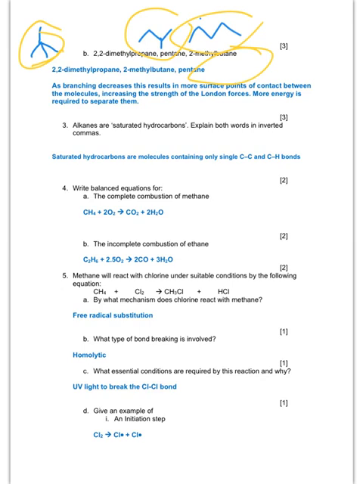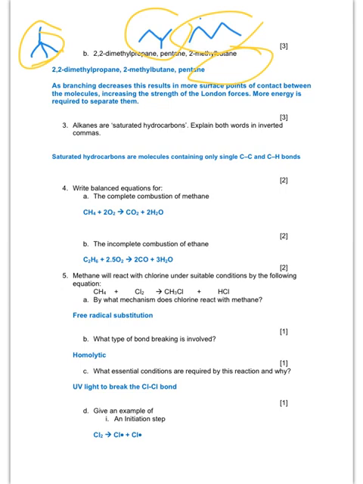And now this little question here, number 3, does catch quite a lot of people out. Alkanes are saturated hydrocarbons. Explain what that means. Well, you need to explain both the term saturated and hydrocarbon. So saturated means they contain only single bonds, and hydrocarbon means they contain only carbon-carbon and carbon-hydrogen bonds.